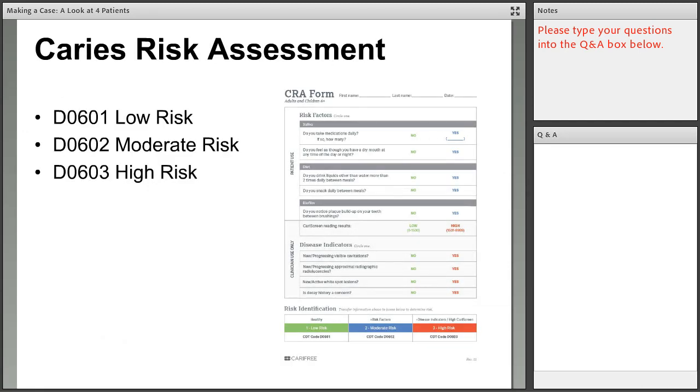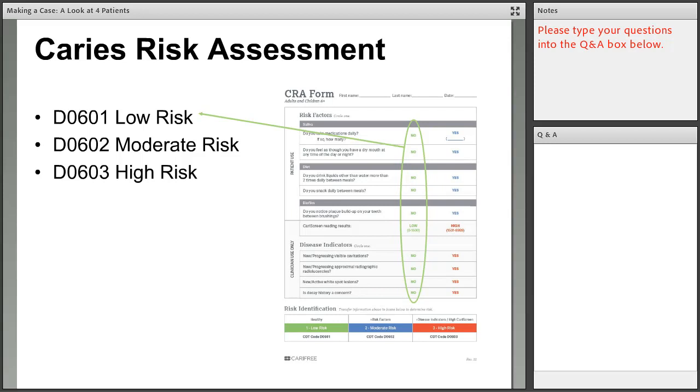So this is the new Caries risk assessment form, and it looks a lot like our previous version, except we tried to simplify it to make it more understandable for everybody that's using it. So basically, if you have only green answers, they have no risk factors and they have no disease indicators. If they are all green, this is a low-risk person, and so this equates to the CDT code D0601.